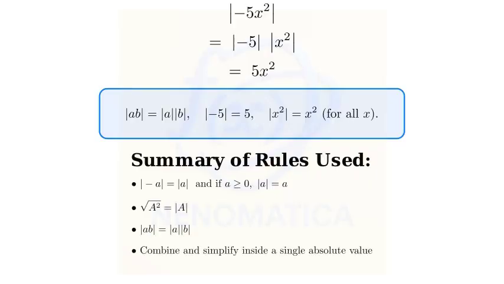1. Rewrite inner terms to expose signs. 2. Use absolute value identities to remove absolute bars safely. 3. Combine terms inside a single absolute when helpful. 4. Simplify numerically at the end. These patterns will let you mirror printed solutions with confidence.